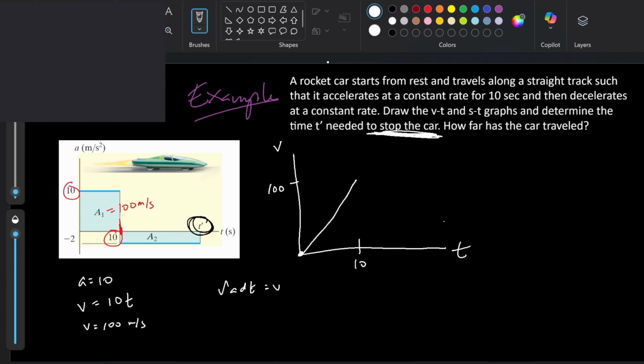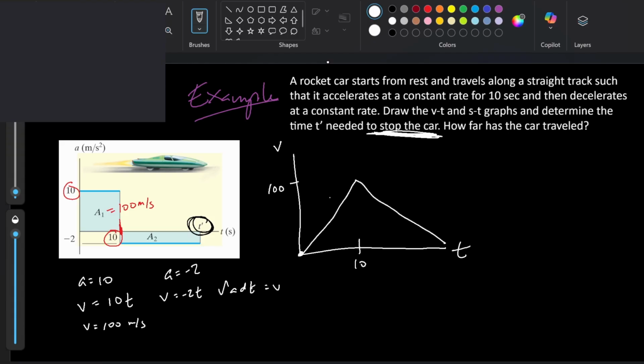And then we see, okay, now we have an acceleration of -2. And so we know the slope of that line. We know that it's going to be -2. So it's going to be a lot gentler, a lot less of a slope. So velocity equals -2t. And we know that it has to come back down to 0.